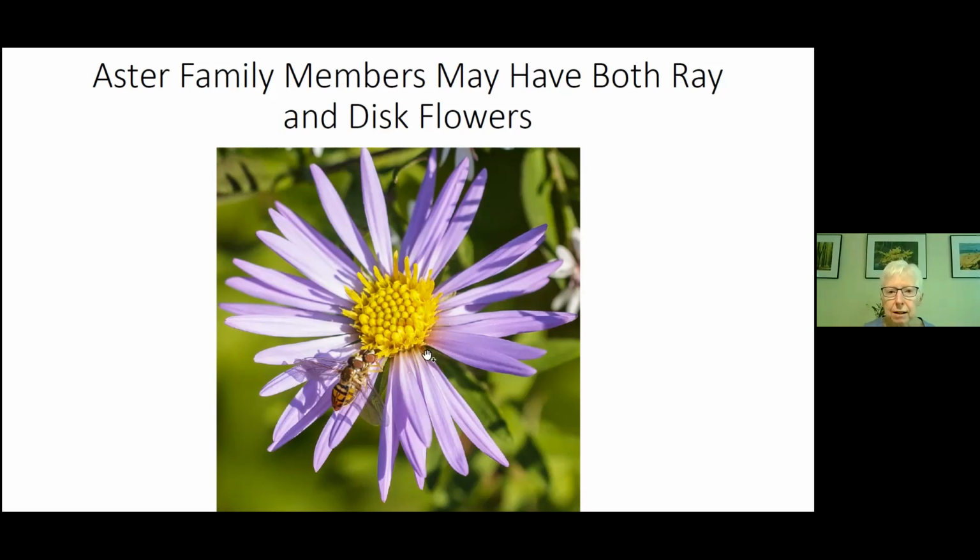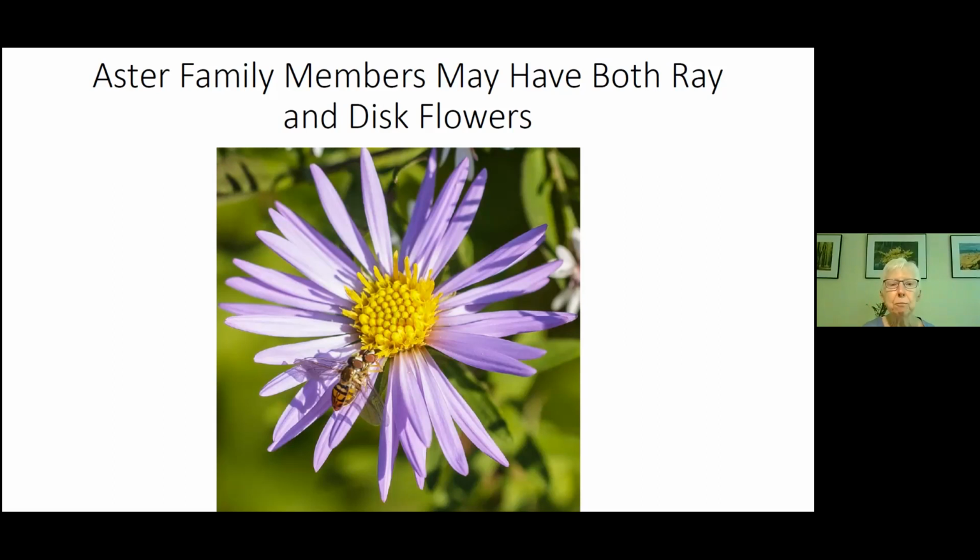And typically, they start blooming from the outside of this cluster of disc flowers and work their way in. And we see a pair of little flower flies here. And I'm always entertained by the fact that they can be mating and eating at the same time. And it's usually the female that's eating, just so you know.